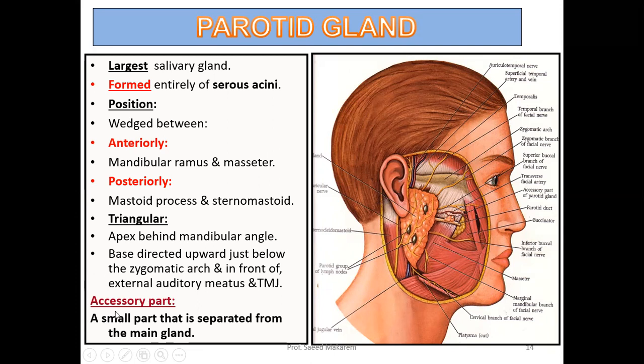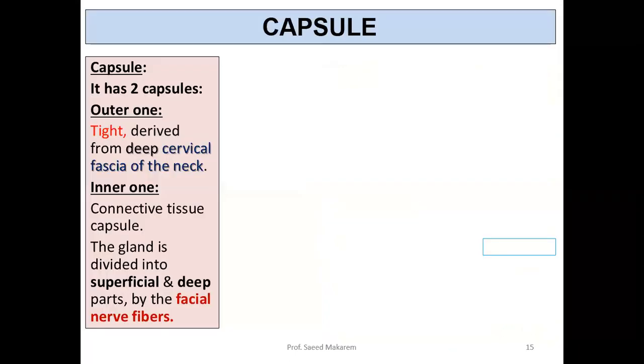Okay, so coming to the accessory part. So this is the main gland. This is called the parotid gland. So there is a small part which is called the accessory part. As you can see here, there is a small part called the accessory part. There is a small part that is separated from the main gland, and it is sitting on this long tube. This is called the parotid duct. So as you can see the duct, it should be an exocrine gland.